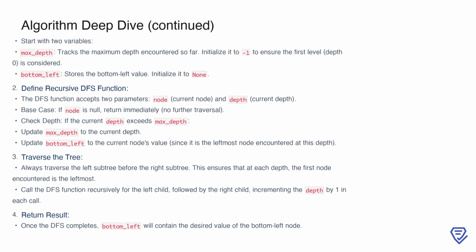Next, we define our recursive DFS function. This function takes two parameters, the current node and the current depth. The base case is straightforward. If the node is null, we exit the function, as there's nothing more to traverse.